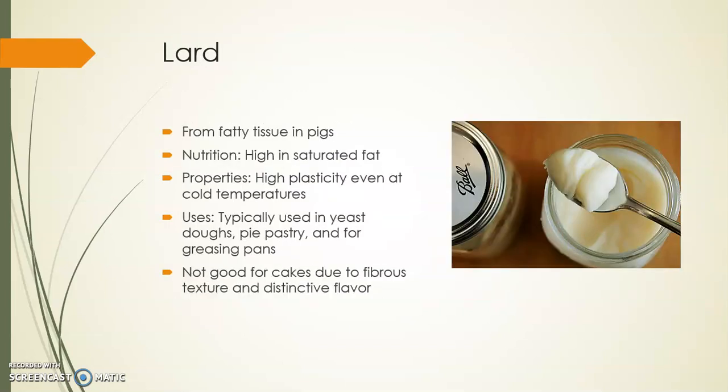Next, we're going to talk about lard. Lard comes from the fatty tissue in pigs. As far as nutrition goes, it is high in saturated fat, and it is higher in saturated fat than butter or margarine. Now, this means that it is solid at higher temperatures, and that means that it's got a large plasticity range. It's even moldable at cold temperatures.